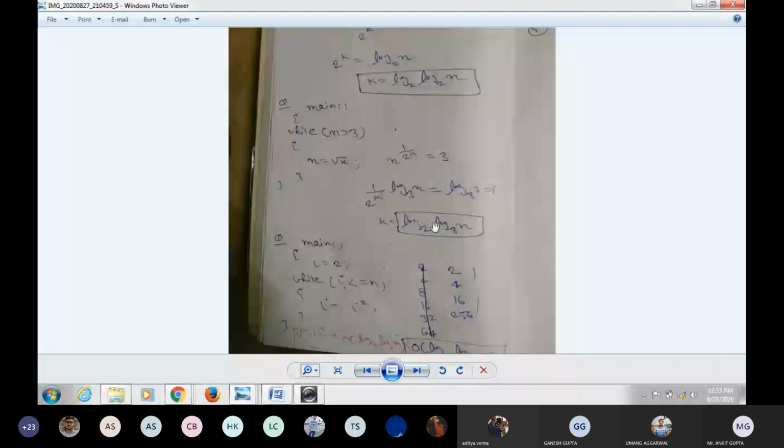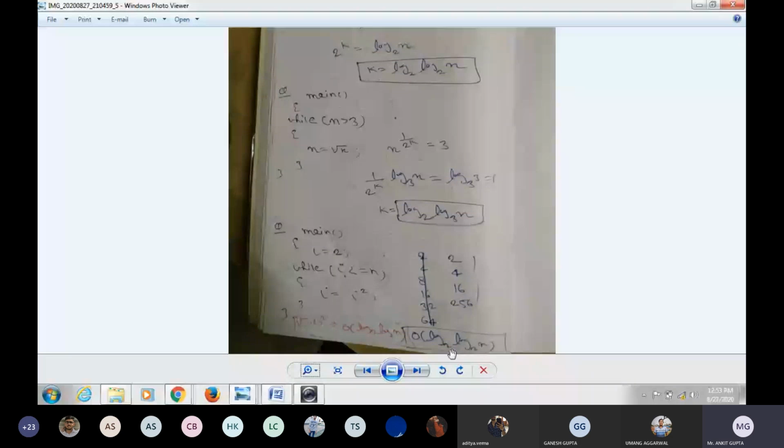Did you get this? In this code, I just took the square root of 256, which is 16, then 4, then 2. In the other one, I just did the opposite: 2, 4, 16, 256. So in both codes I will get the complexity log base 2 log base 2 of n. Same as I discussed in the previous class: divide and multiply will take order of log n.